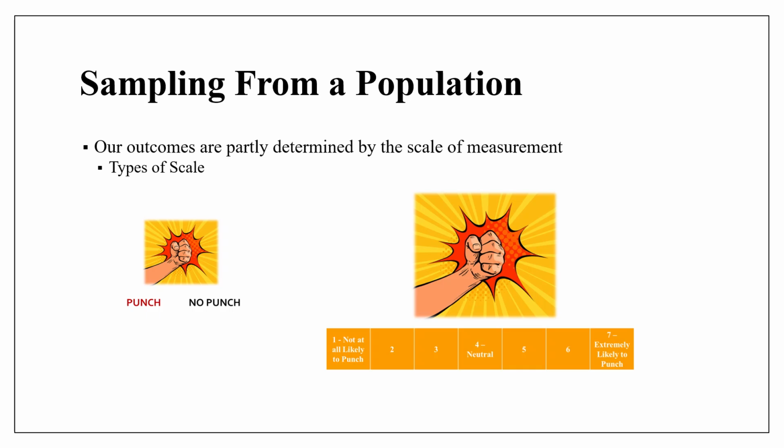Now, for simplicity purposes, I will continue using our scale of punch, no punch, so we have more of a categorical type of behavior here. Again, just to explain the different sampling techniques. But I want you to keep in mind that depending on the scale of measurement, the outcomes for the same behavior can be different because in this case, when it's categorical, it only has 2 possible outcomes, but when it is ordinal, it's going to have up to 7 outcomes.